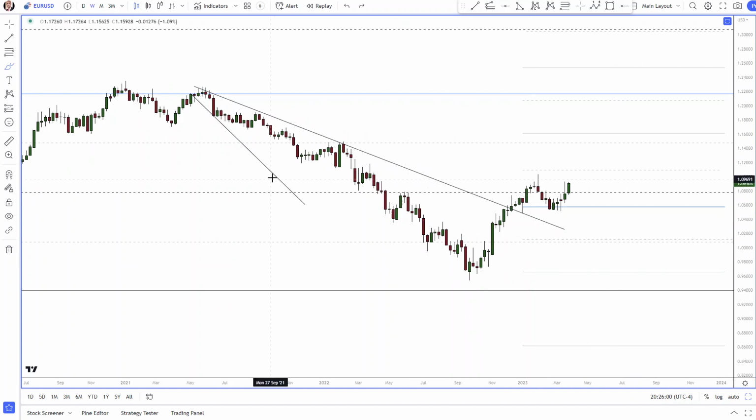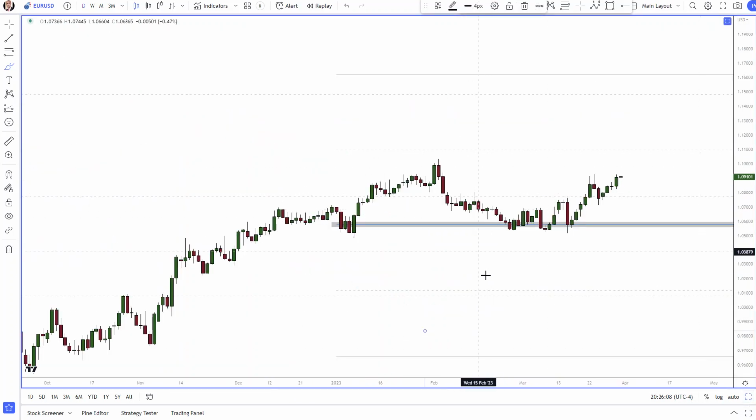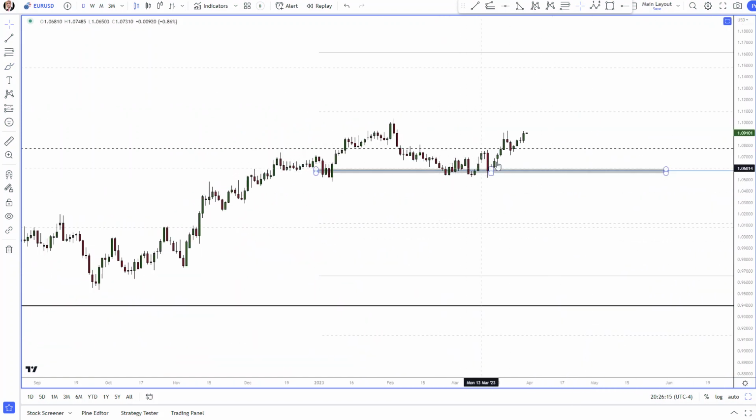I'm also going to show you how I look for these patterns in the stock market when I trade ETFs. I'll show you that quickly in just a second. But moving back to the daily chart on the Euro USD, you can see that it found a nice footing right over here at this level.